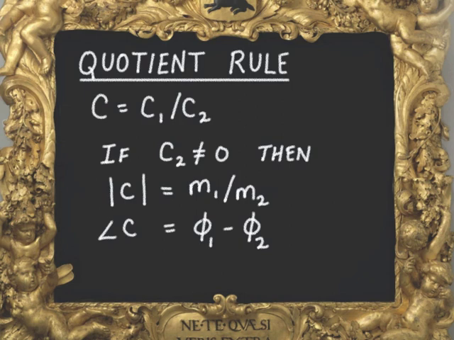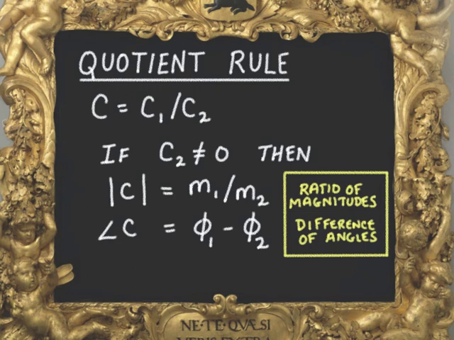In this case, the magnitude of complex number C, the ratio of C1 over C2, is going to be m1 over m2. So to find the magnitude of C, we simply take the ratio of the magnitudes. Then, to find the phase angle of C, we simply have to subtract the phase of the denominator complex number from the phase of the numerator complex number. So we write that as Phi1 minus Phi2. We can summarize the quotient rule by saying we take the ratio of magnitudes to find the magnitude and the difference of angles to find the phase.